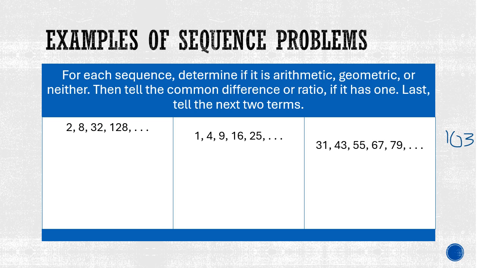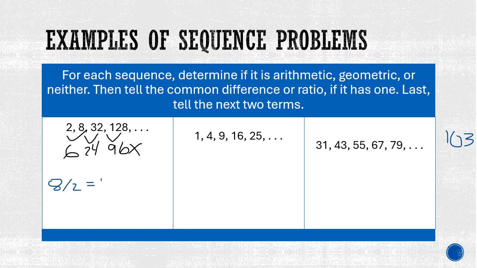For each sequence, determine if it's arithmetic, geometric, or neither. Then tell the common difference or ratio if it has one. And last, tell the next two terms. So in the first sequence on the left, I'm going to do the first differences. And they're really different, so I'm going to try ratios instead. Ratios means we're going to divide.